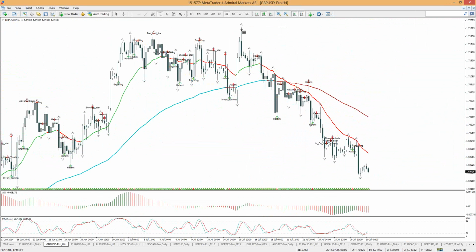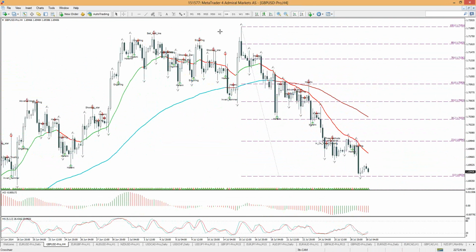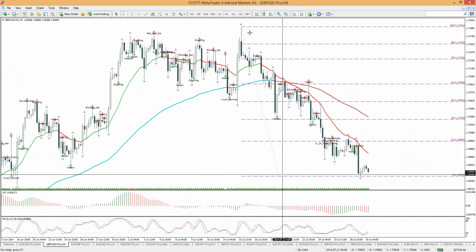This has fallen already a pretty sturdy 270 pips or something like that. Let me take a look. Looks like 260, 250. So that's a crucial moment.